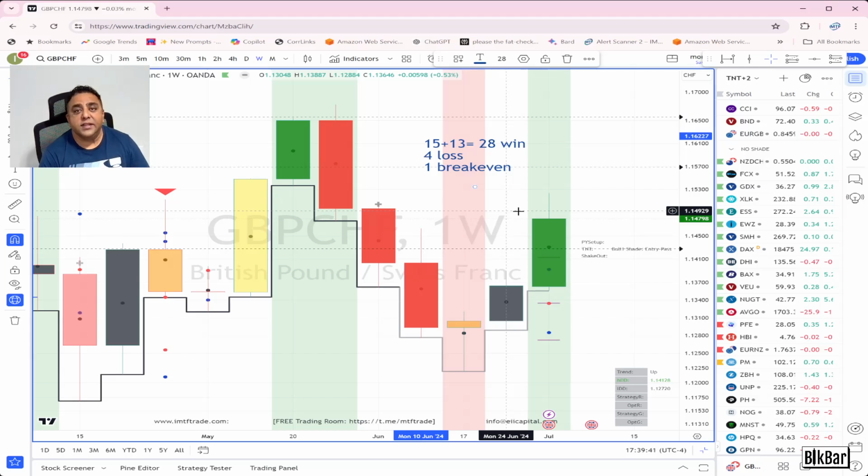So if you look at all the TNT opportunities for this week, on the weekly time frame for US stocks and currencies, you had 28 winners, 4 losing trades, and 1 break even. Not bad at all.